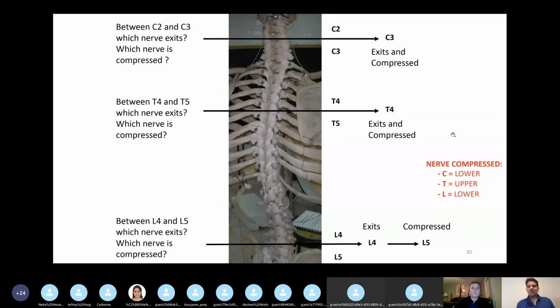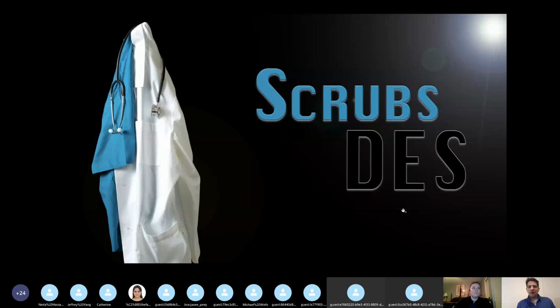If you're stressed on the test, just remember this: nerve compressed, cervical will be the lower one, as in C3, between C2 and C3. Thoracic will be the upper one. And at least for compression, lumbar will be the lower one.